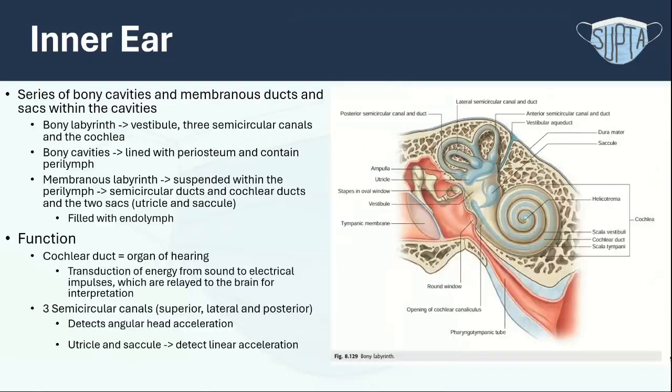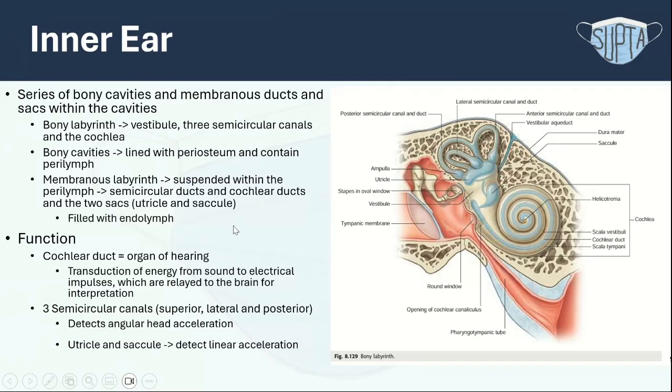Now talking a bit more about the structure of the inner ear. So it's a series of bony cavities, and membranous ducts and sacs within the cavities. So you have the bony labyrinth, and you have the vestibule, the 3 semicircular canals and the cochlea. And then the bony cavities are lined with periosteum and contain perilymph. And then the membranous labyrinth contains endolymph, suspended within perilymph.